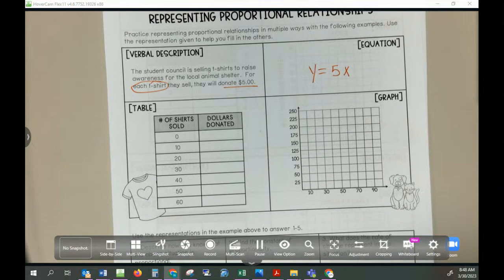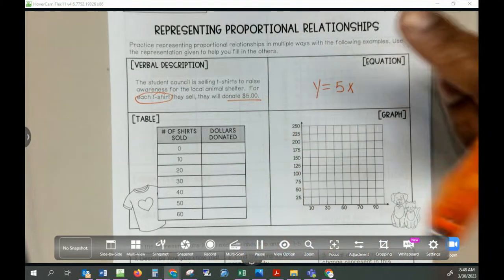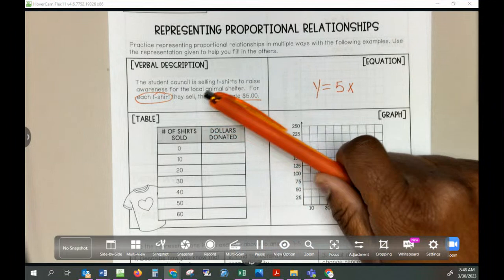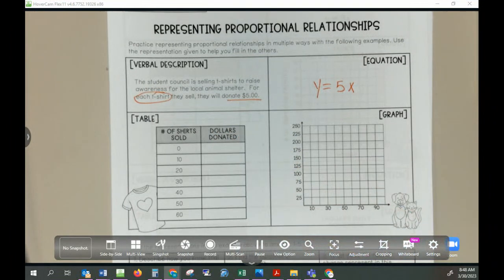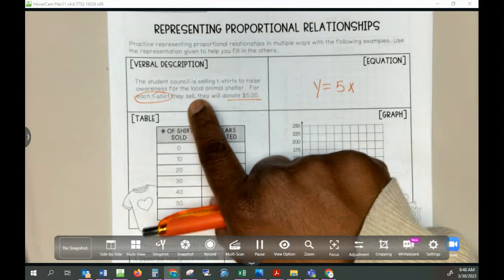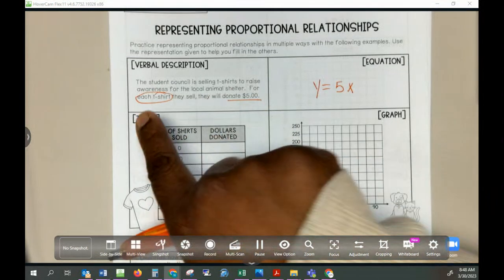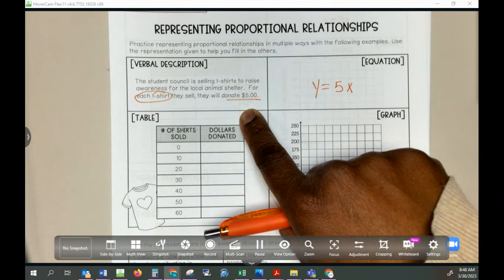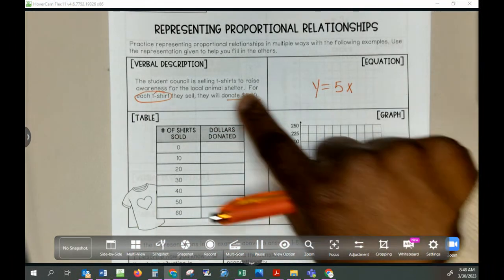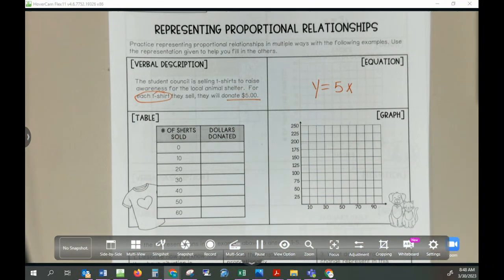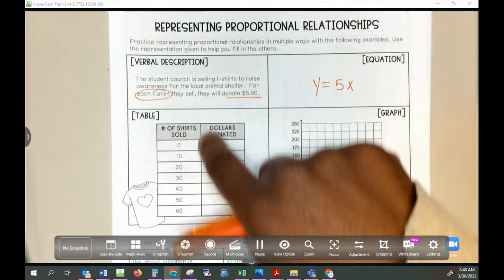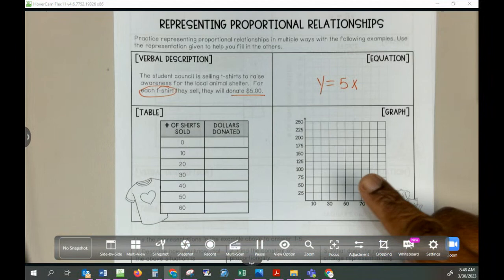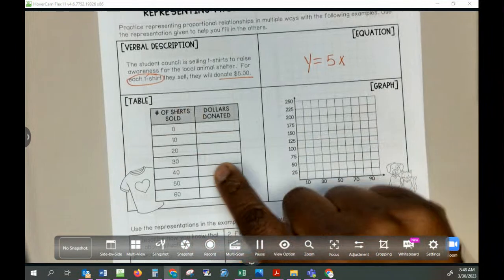All right, so I'm just going to play the repeat game. So we're tying everything together for proportional relationships, talking about it verbal, equation, table, and graph, how they all fit together. And so if it's talking about the student council selling t-shirts and it says each t-shirt will donate $5, then we kind of can already go to what our equation is, which is y equals 5x. But if we didn't see it that way, we can flow from any direction, including go right to table.